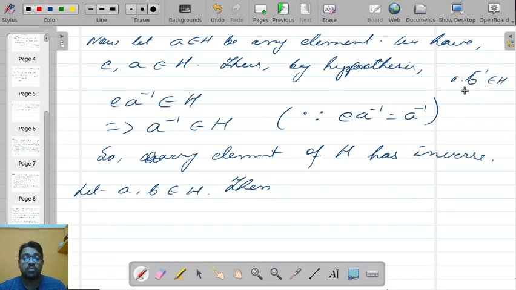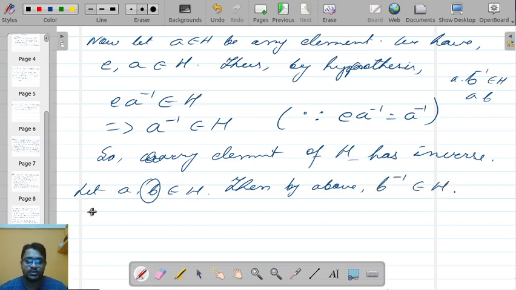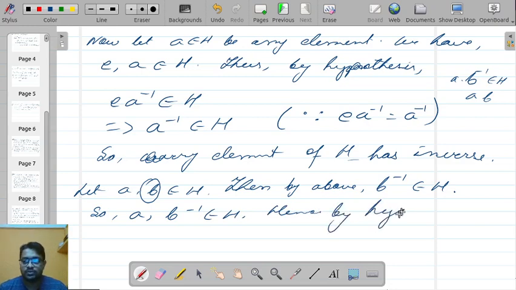But from there how can I get A B? One thing I can do is, just now I have shown that every element of H has an inverse. So in particular this element B that I have taken will have its inverse. Then by above, B inverse is in H. So A comma B inverse is in H. Hence by hypothesis, we will apply the hypothesis again.